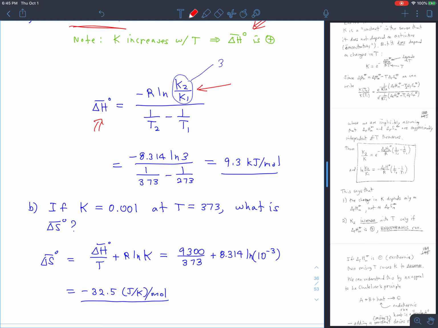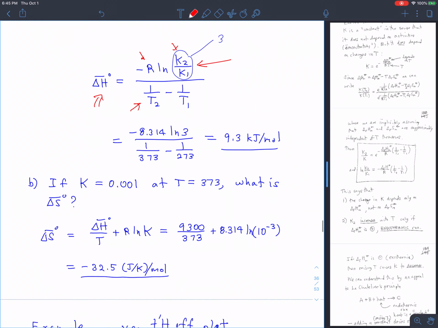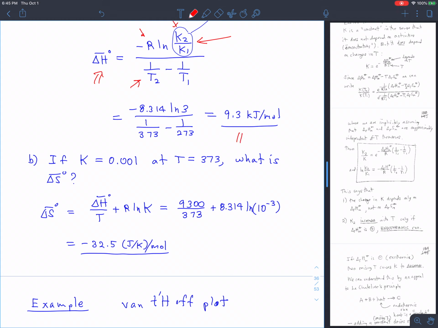Solving for delta H from the Van't Hoff equation, we get minus R log of K2 over K1, divided by the whole thing divided by 1 over T2 minus 1 over T1. Plugging the numbers in, we get 9.3 kilojoules per mole. Notice it's a positive quantity, as we knew it had to be from the beginning.